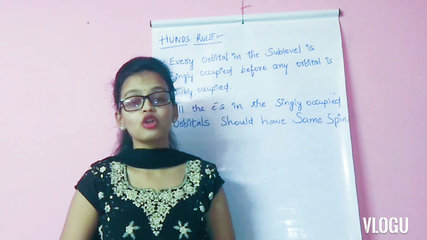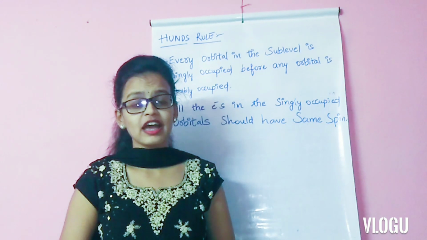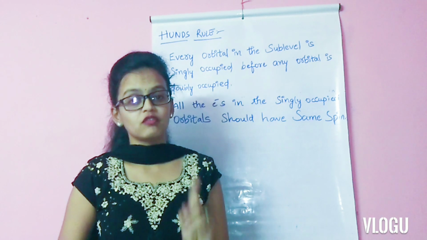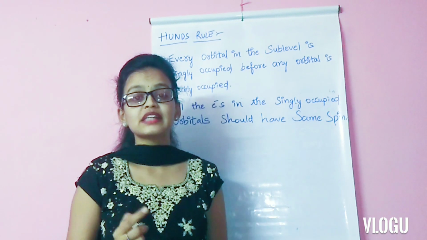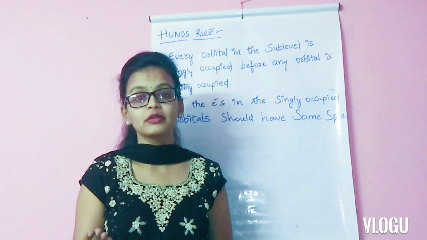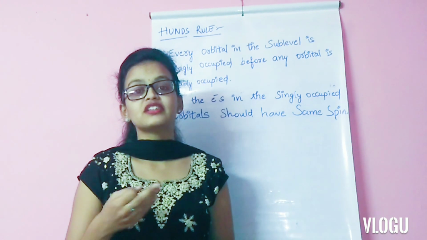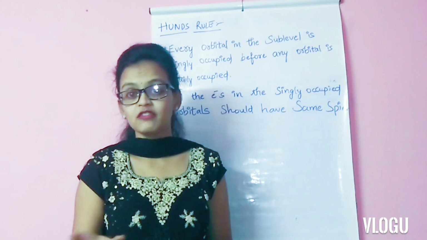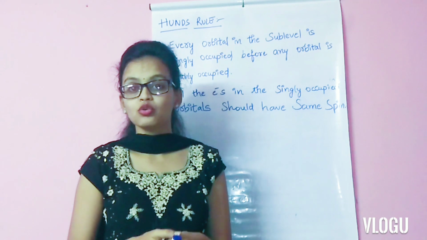But when it comes to the orbitals present in the sublevels, the s sublevel does not have two or more orbitals, it has only one orbital, so there is no problem with that. But the p, d and f sublevels have different numbers of orbitals. p has 3, d has 5 and f has 7 orbitals. In what way should these orbitals be filled with the electrons? The answer to this question is explained by Hund's rule.